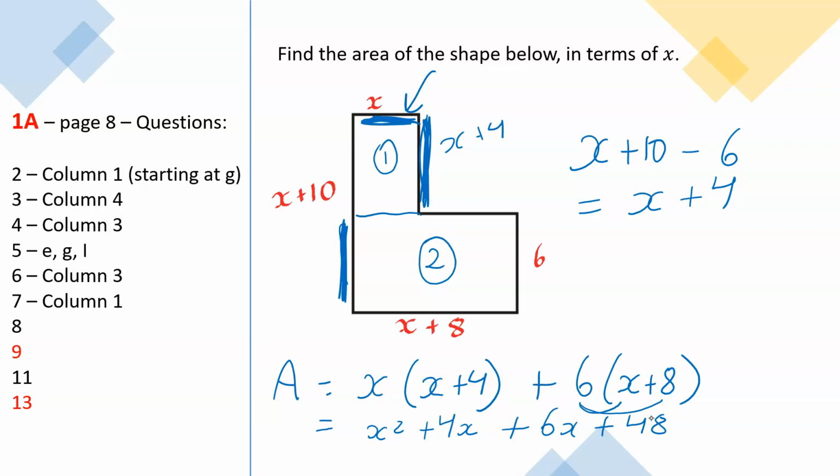Do we have like terms here? Yes, we do. These are like terms. So we end up with x squared plus 10x plus 48. Notice that no units were given. So we should put the last answer in brackets and we write down units squared.